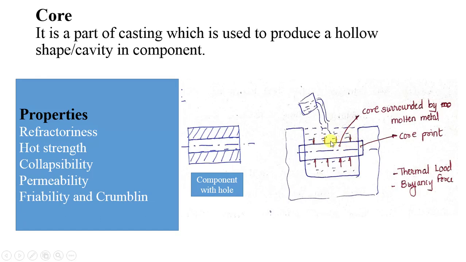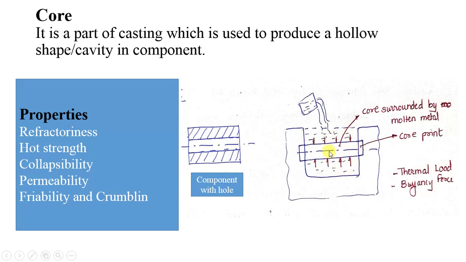So due to these forces, the core will try to move away from its original space. So what is the work of the core print? To sustain the core against these two forces. So the core print has a very important function in a sand mold, which is related to the core, and it holds your core against these forces.